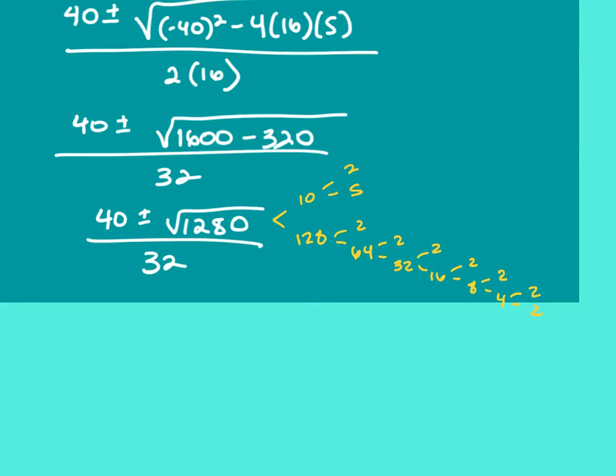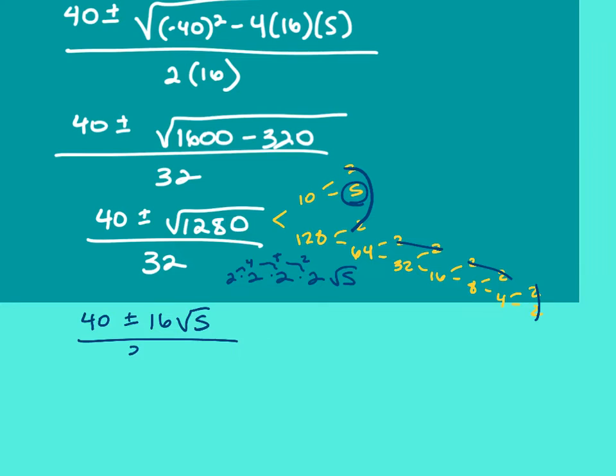Now for each pair of 2's, one 2 goes to the outside of my square root. So here's one pair, so I've got 40, plus and minus. It would be 2 times, there's another pair of 2's, times another pair of 2's, times another pair of 2's. The only thing left underneath is that 5. So 2 times 2 is 4, times 2 is 8, times 2 is 16. So this is 16 root 5 over 32.